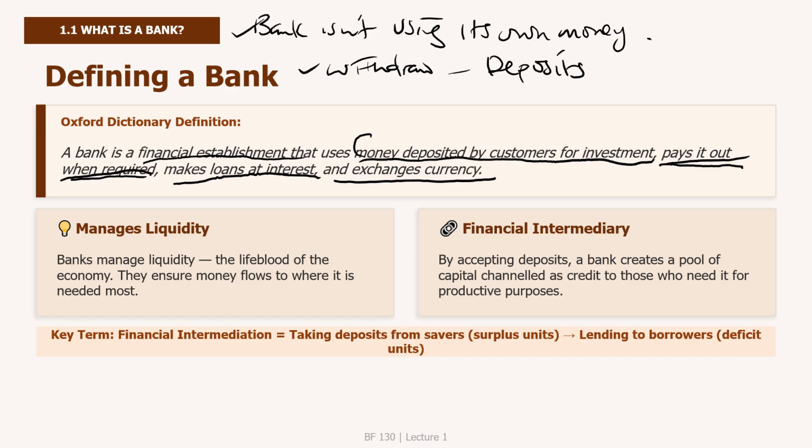are repayable on demand. So ideally, the bank is supposed to honor that obligation.